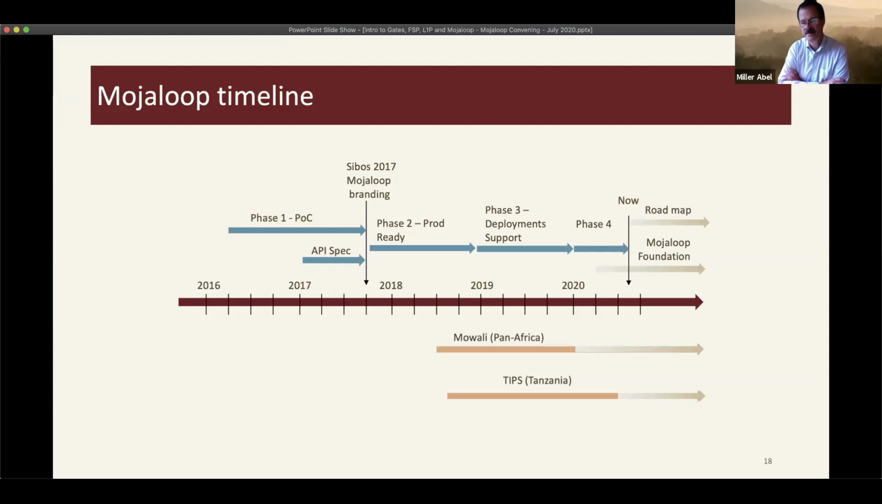Phase 2 was making that platform, after we released it to the public in 2017, production ready and bringing enterprise grade capabilities to it. That's continued in phase 3, where the deployment support for Mojaloop, the joint venture of Orange, MTN, and others, is taking place to service continental Africa with cross-border remittances.